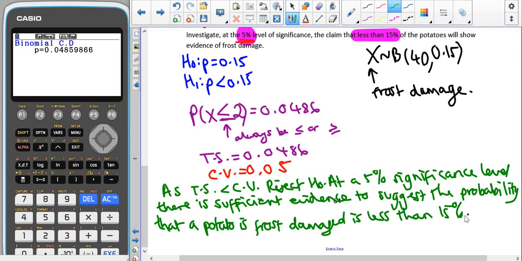So just as we have in previous hypothesis tests, we always say accept or reject H0. We always refer to the significance level that we have used for the test. If we reject, we always say sufficient. If we accept, we always say insufficient. And then we always refer back to H1, regardless of if we've accepted or rejected. It will always be the probability of whatever is less than or greater than whatever probability we were looking at.